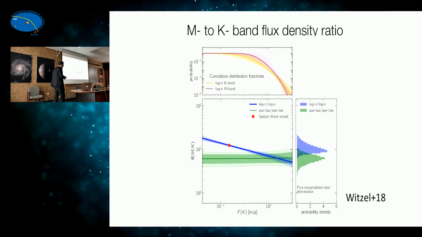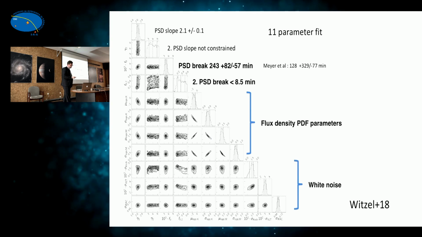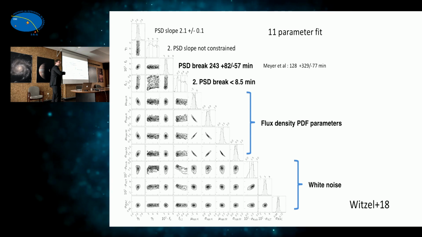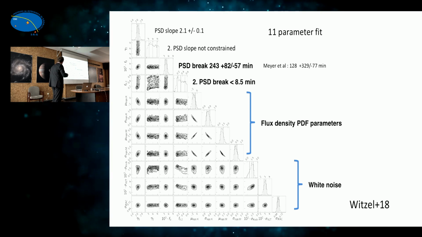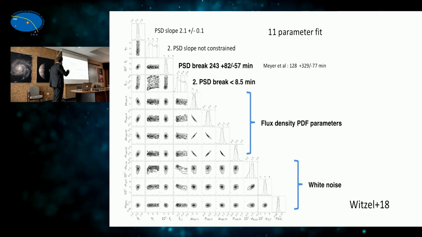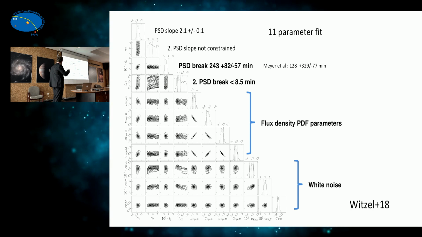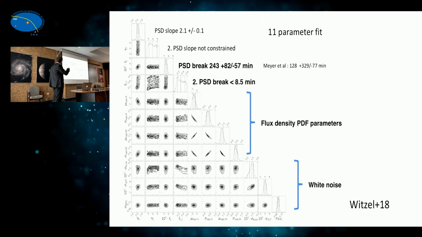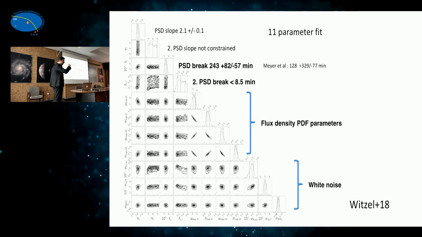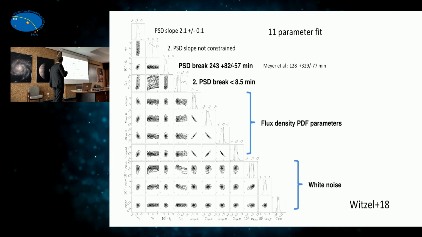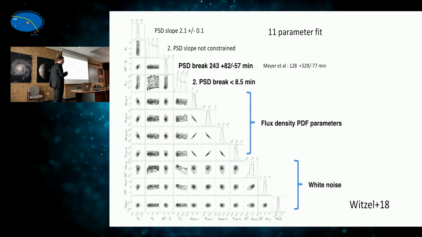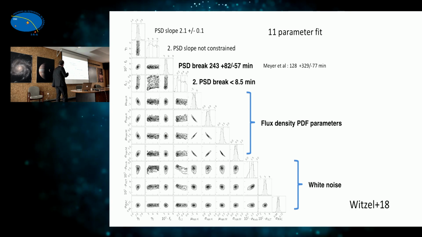So if you include this additional information, you come to the following result. And this here is now the corner plot of our Bayesian computation, and we have different parameters. The PSD slope, the main slope of the power spectrum, the second, after the second break, which you can see is not constrained because we are too close to the white noise, but for which we can find an upper limit.